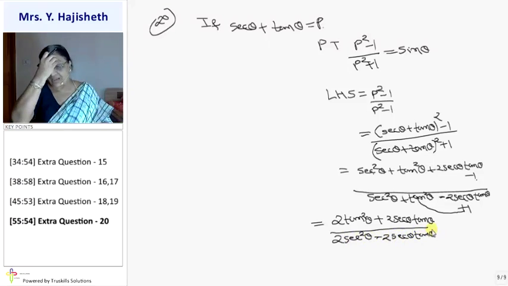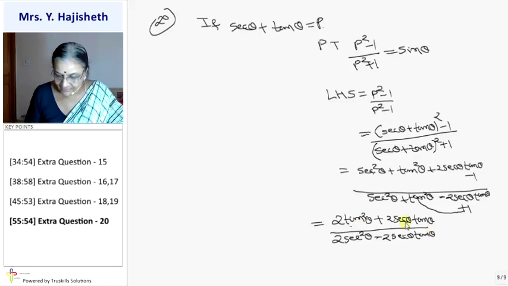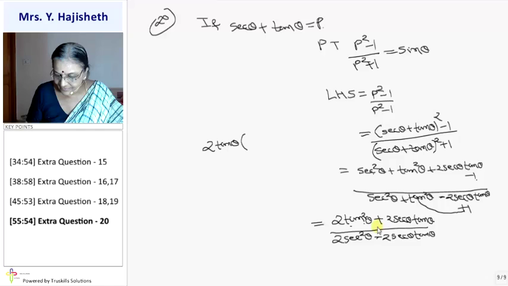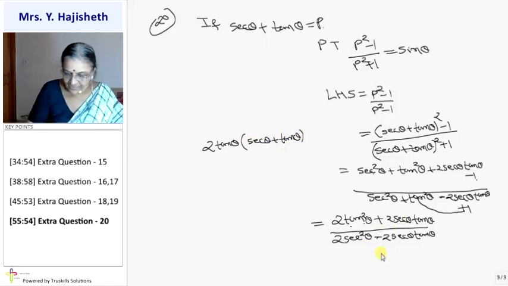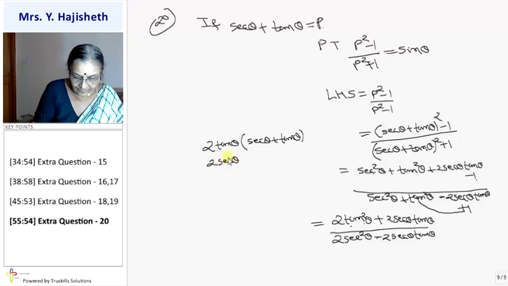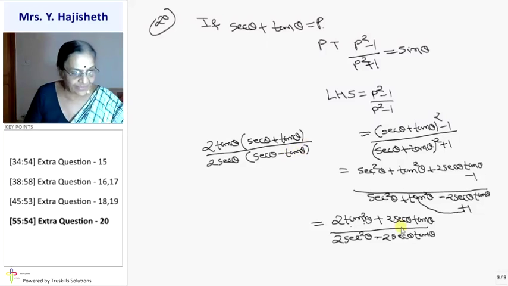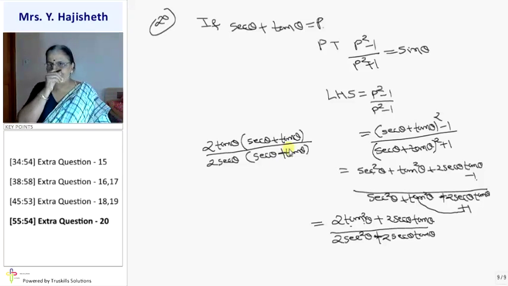But I want my answer to be sin theta. What to do now? 2 tan theta common, inside comes tan plus sec. Below comes 2 sec theta common, inside what comes: sec minus tan. Okay, but I want sin, so here I have made some mistake. So here is plus. Got it? What mistake have I made?